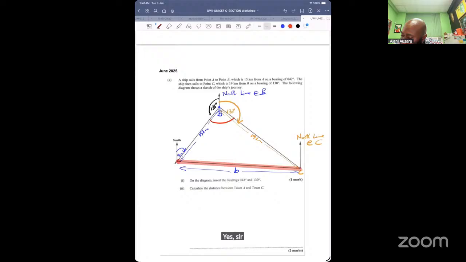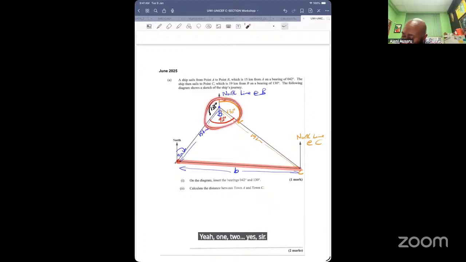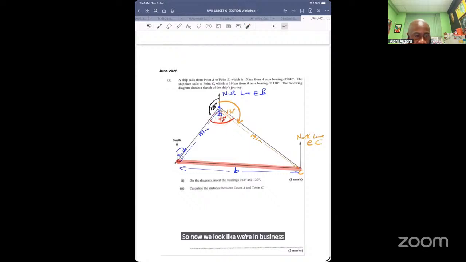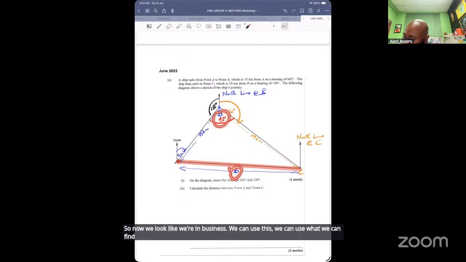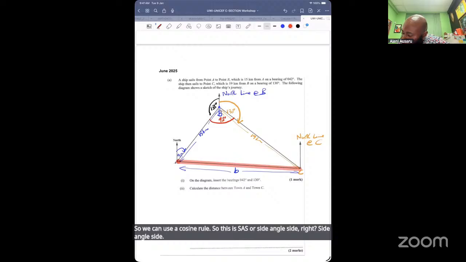So B is what? 92. Everything has to add up to 360, right? This is 130 already, and we just found this as 138, so this is 92. So now we look like we're in business. We can find b because the angle opposite b, which is 92, is known. So we can use the cosine rule. This is SAS, side angle side.